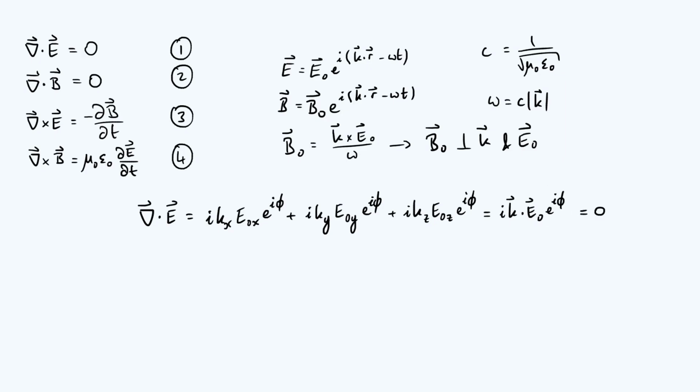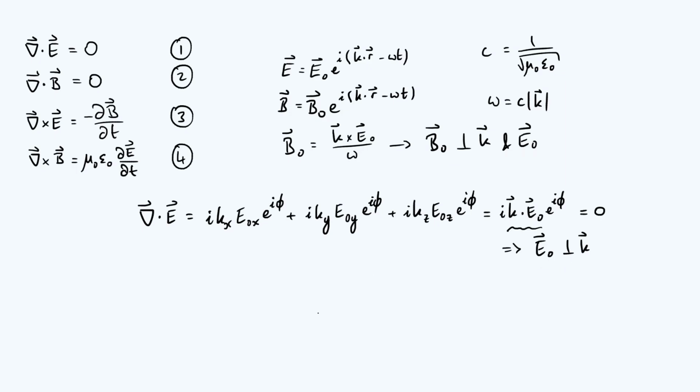Now this phase factor is not identically equal to 0, right? And therefore k dotted with E naught must be identically equal to 0. And the conclusion from that, if the dot product of two vectors is 0, they're perpendicular, right? So E naught is perpendicular to k. And putting that fact together with the fact that B naught is perpendicular to both k and E naught, you conclude that the vectors k, the wave vector, and B naught and E naught, the magnetic and electric field vectors, are all mutually perpendicular.